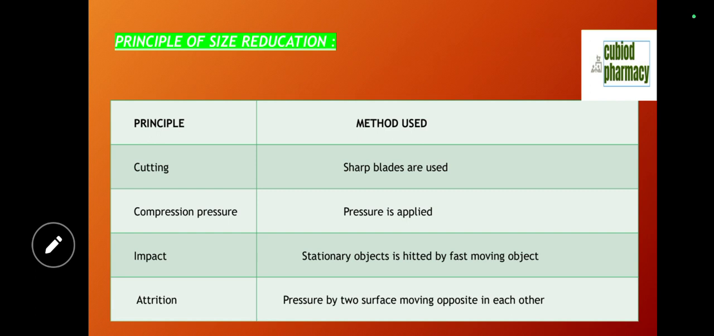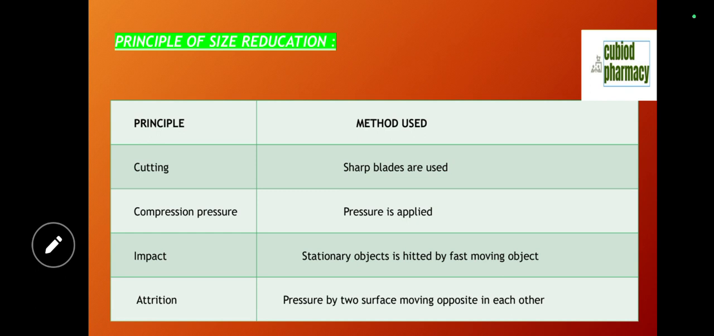Next, attrition. In the attrition principle, the method uses pressure from two surfaces moving opposite to each other. Impact involves fast moving objects, compression involves applied pressure, and attrition involves pressure by two surfaces moving opposite each other. So there are four principles followed in this equipment.